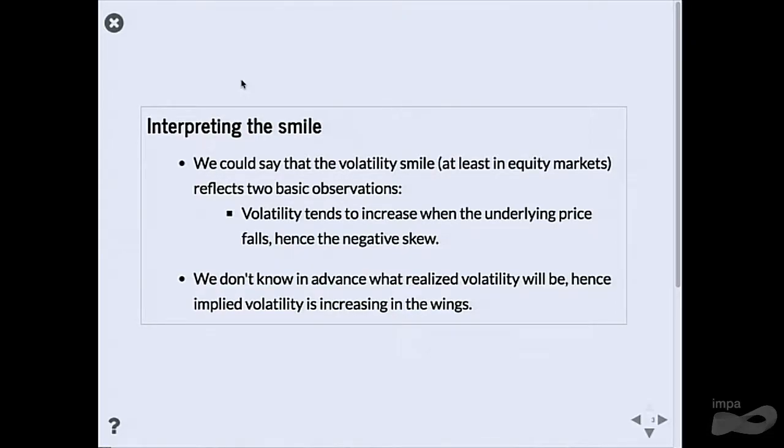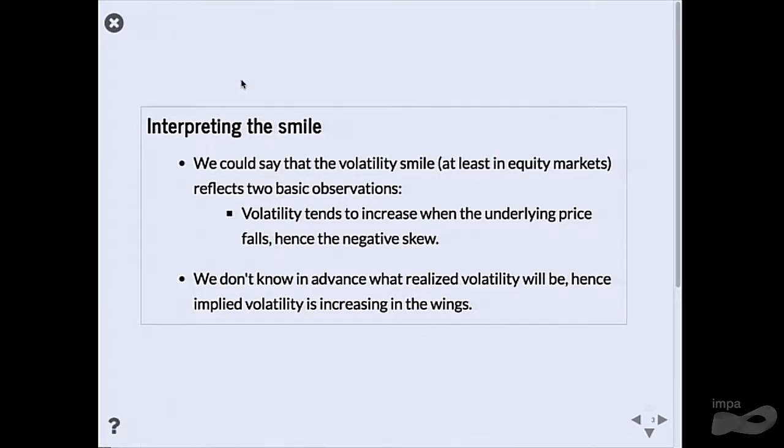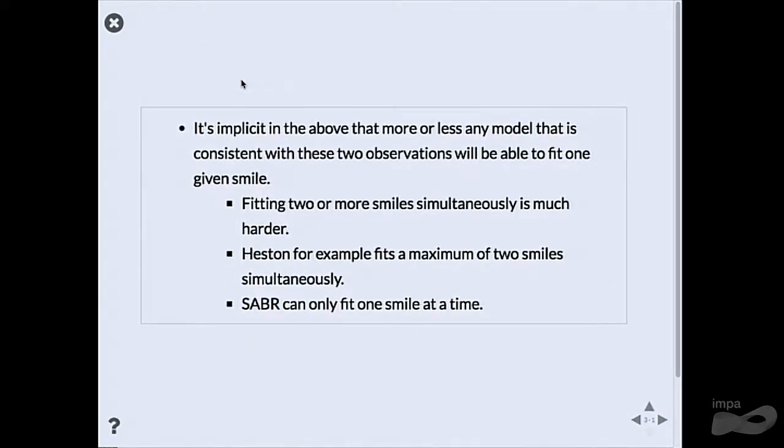So then you ask yourself, is there any feature of the volatility surface that would allow us to say more about the underlying dynamics? And I claim that the feature that we want to look at is the term structure of at-the-money skew. So it's implicit in the above that more or less any model that's consistent with those observations will be able to fit a given smile. Fitting two or more smiles simultaneously is much harder. And then this makes us think of the Ramakant paper, the most cited paper in quantitative finance, the one that says there is barely a single model that replicates even a couple of the stylized facts of the time series or option prices.